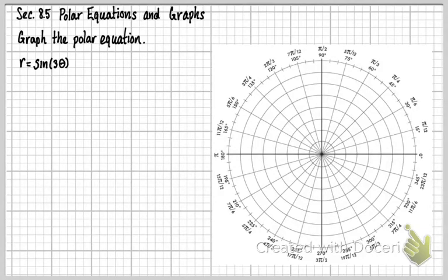So now we're going to graph this polar equation. It's r equals sine of 3 theta. But before we set up our tables for this, we want to think about how many values we need for this one. And this one, we're actually going to need a little more than we did last time.